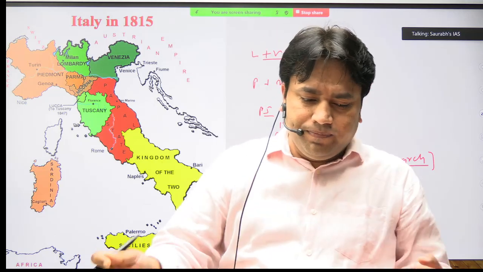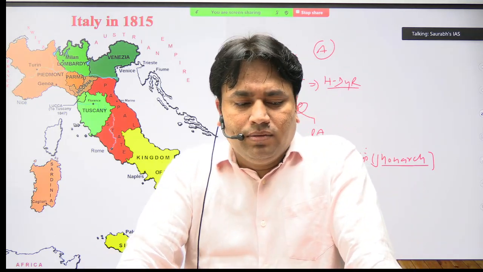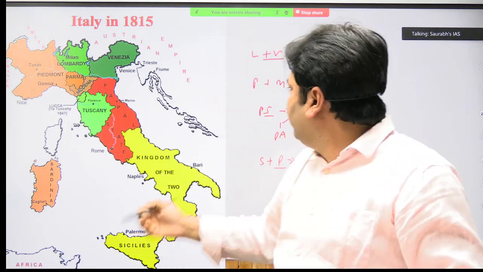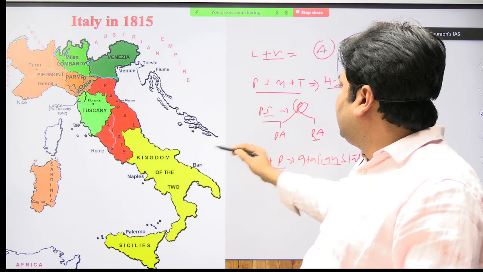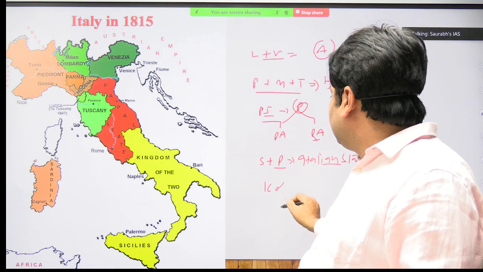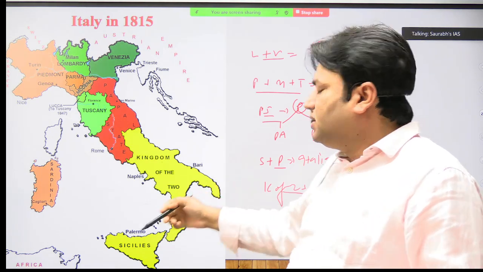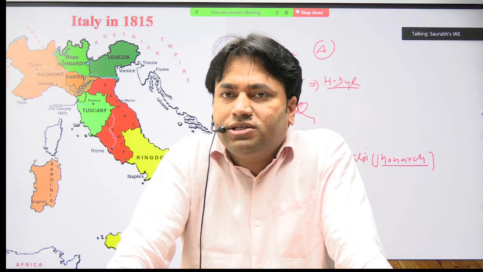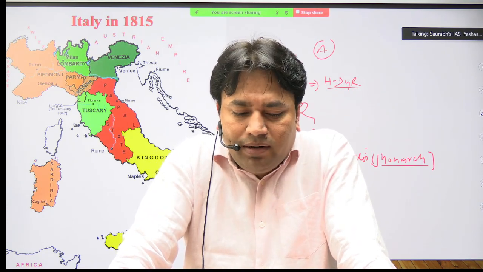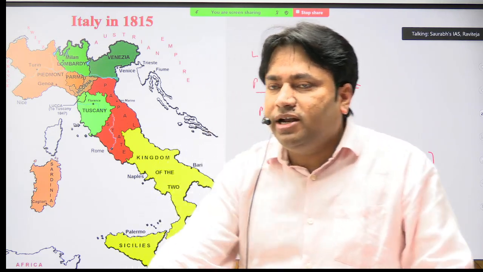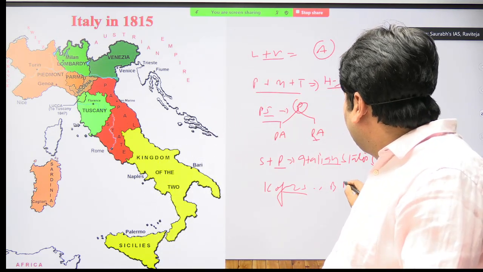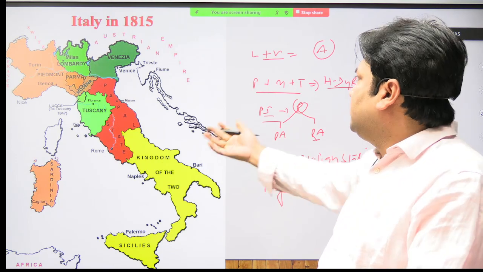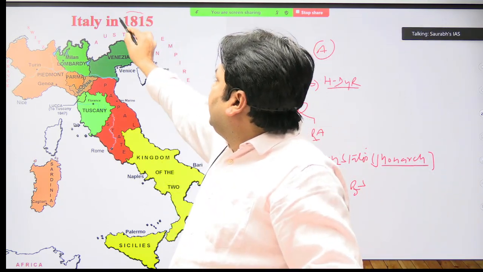And the last one is what? All this we have discussed: Lombardy, Venetia, Papal States, Parma, Modena, Tuscany, Kingdom of Two Sicilies. This yellow color territory was given to the Kingdom of Two Sicilies. To whom was it given? The Bourbon dynasty ruler. The same dynasty was ruling in France also. Bourbon dynasty rulers. But things will change after 1815.